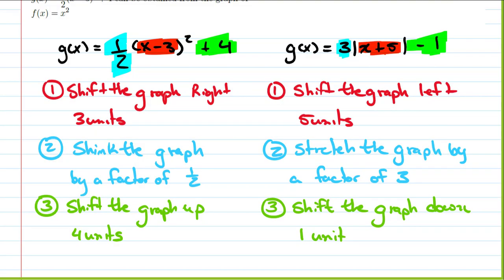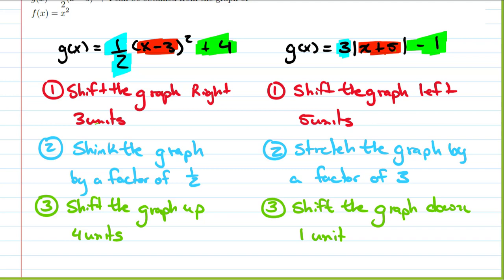So back to our example, we notice that in g, the number on the outside was 1/2, so it shrunk the graph. In the second example, the number on the outside was 3, so it stretched the graph. As mentioned, we had composition. We had replaced x with x minus 3, so minus 3 shifted our graph to the right. Here, we had replaced x with x plus 5, so it shifted it to the left.